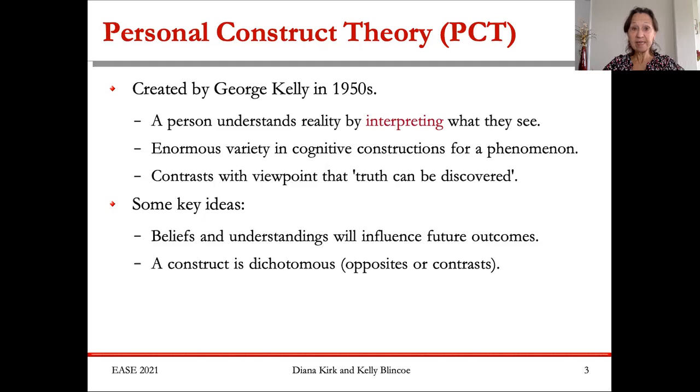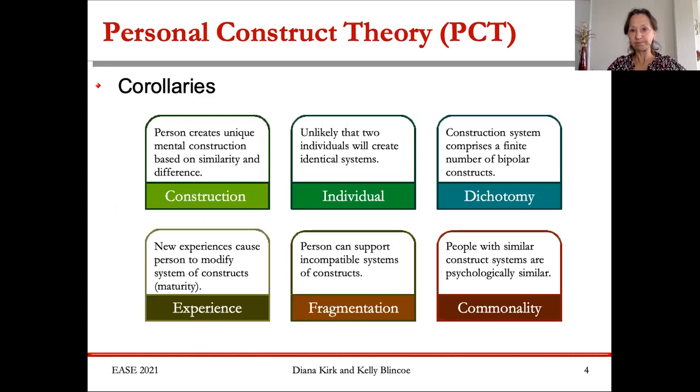So some key ideas from this are that a person's beliefs, what they believe and how they understand things, will influence in a large way how they behave in future. And this has also been acknowledged within the IS domain. And the other idea is that a person's construct is dichotomous, i.e. it's bipolar in nature. So people either think in terms of opposites or contrasts.